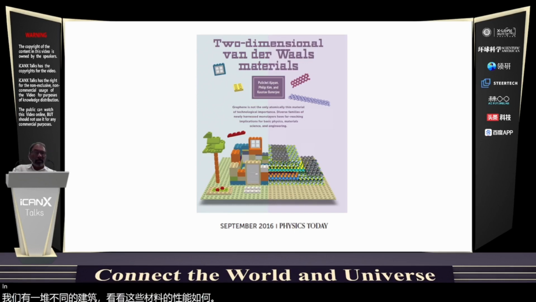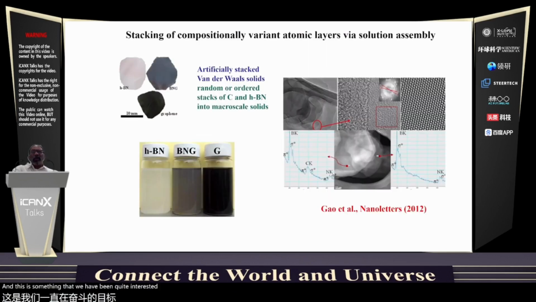Again, that's really a great playground for material scientists, and this is something that we have been quite interested in. Now, the simplest way to do something like this would be through solution assembly. One can think of exfoliating materials of different composition and mixing them and then solidifying them to make artificially stacked structures. Of course, this does not really end up with ordered stacks unless you create very specific chemistries between interfaces.